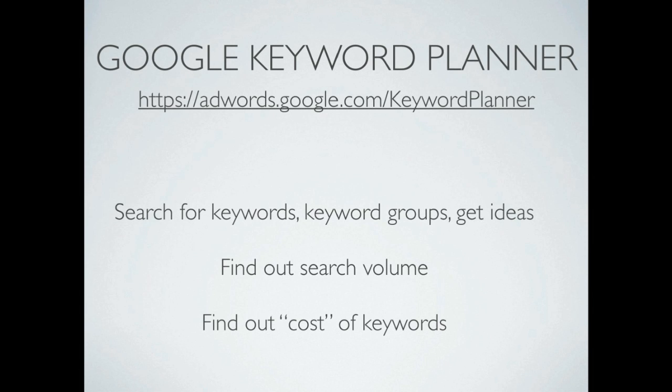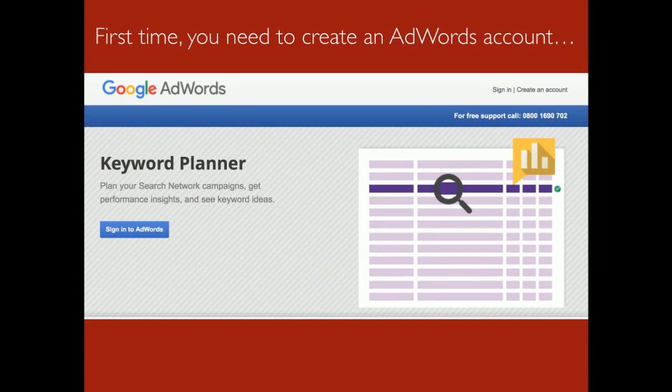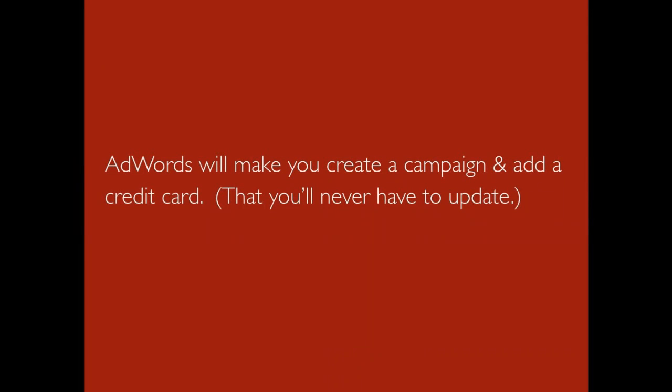It's .com, .co.uk, whatever it is for you. It lets you search for keywords, ad groups, keyword groups. For advertising is the purpose, but that doesn't matter because you never have to advertise. You never have to spend any money. It lets you know how valuable your keywords are. So the first time you join a Keyword Planner, it makes you create a whole AdWords account. It makes you create a campaign, and it makes you add a credit card.